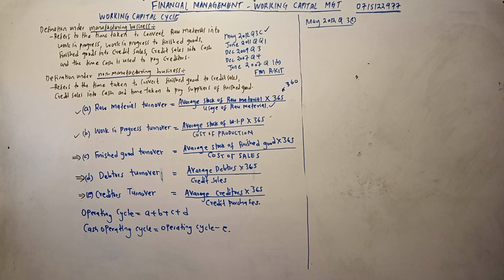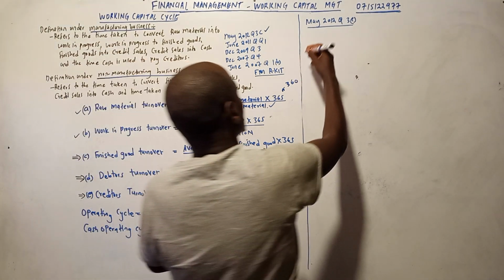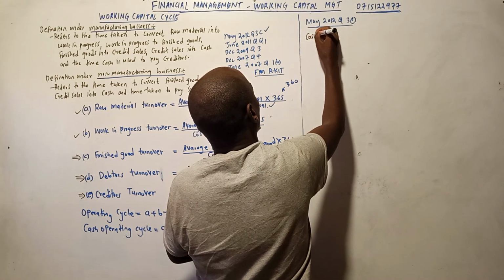We divide it by the usage of raw material. Now, in this case, we don't have the usage, because they have told us below that the raw material is 80% of the cost of sales. So we need to determine the cost of sales first. So we start with the cost of sales.